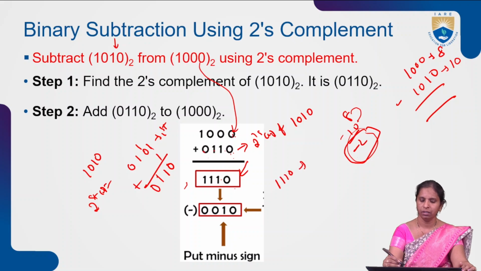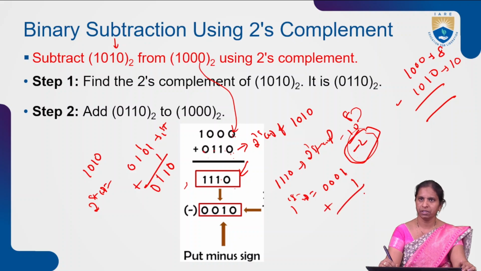How do you get here? First take the 1's complement. You want to find out the 2's complement of this number, so first find out the 1's complement. What is the 1's complement here? 0, 0, 1. For this 1's complement, you have to add plus 1.